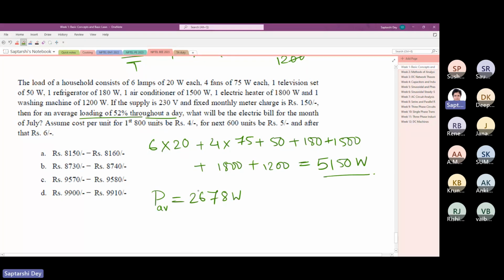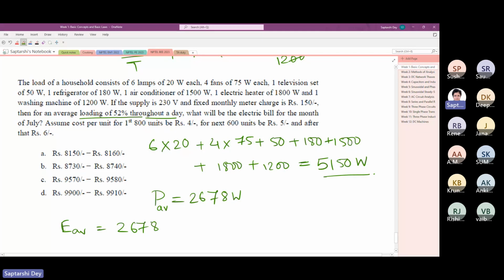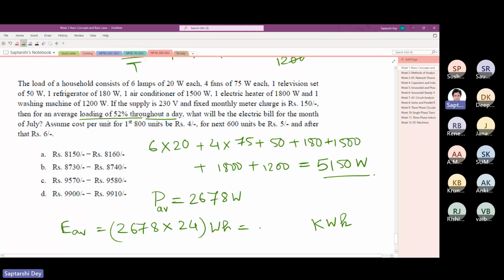So what is the average energy consumed per day? So 2678 watt times 24 hour. So this much watt hour. Can you tell me the value in kilowatt hour? 64.272 kilowatt hour.